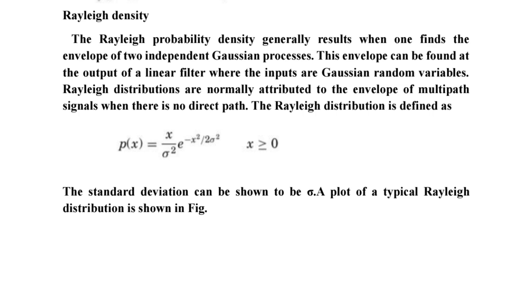So how can you define this Rayleigh distribution? P of x is equal to x divided by sigma square, e power minus x square divided by 2 sigma square, where x is greater than or equal to 0. Based on this Rayleigh distribution, here also we need to evaluate the standard deviation formula.